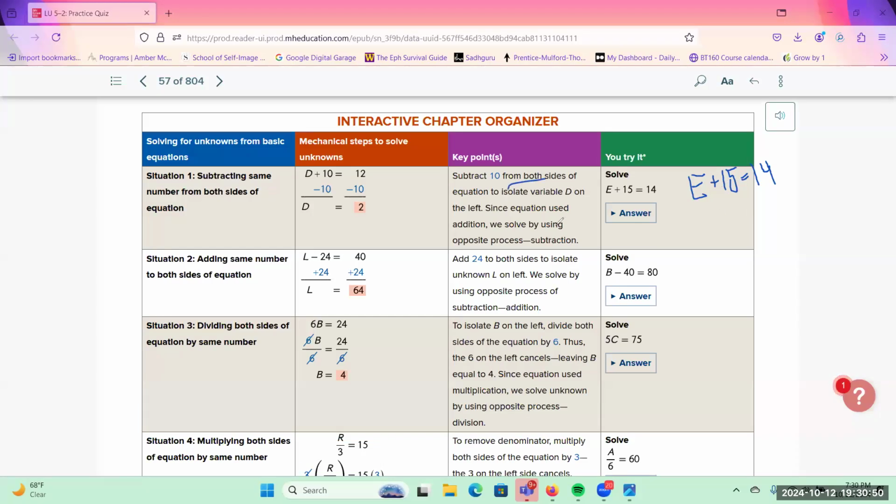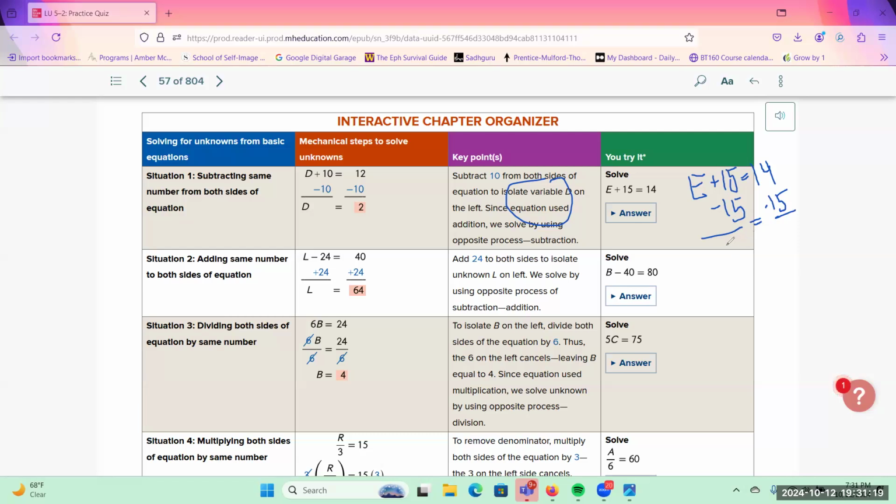Now, based on what I learned over here and in my chapter, I know that I want to get my letters on one side and my numbers on another side. So I've got plus 15 on the left side of my equation. So I'm going to do minus 15 on this side, and then I'm going to do minus 15 on the other side.